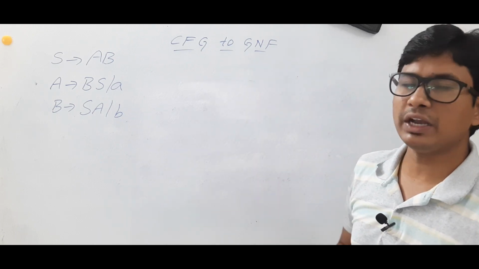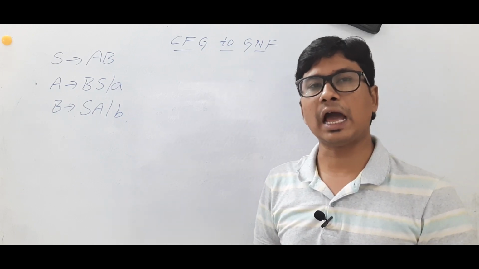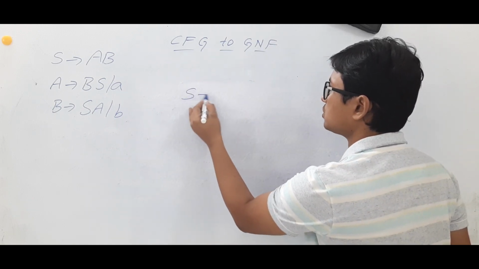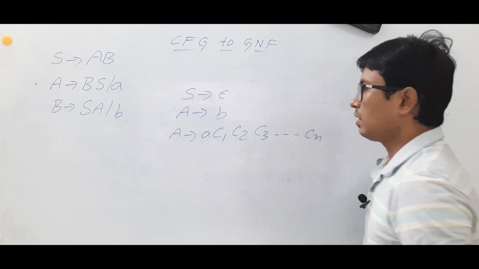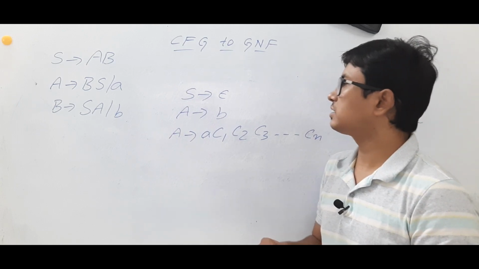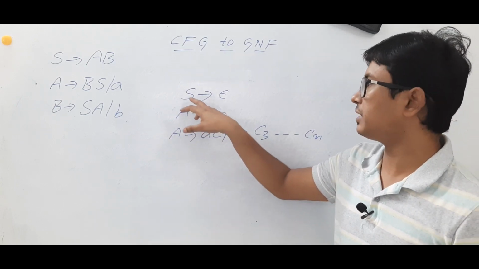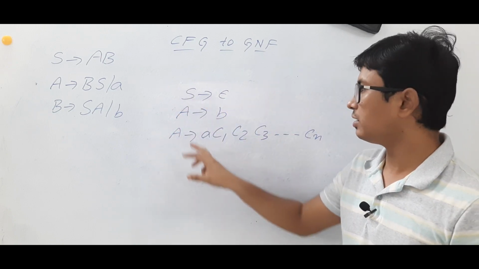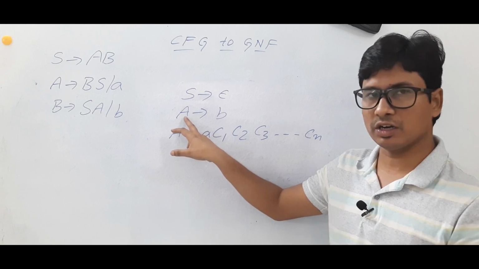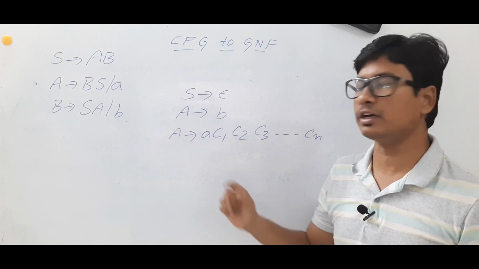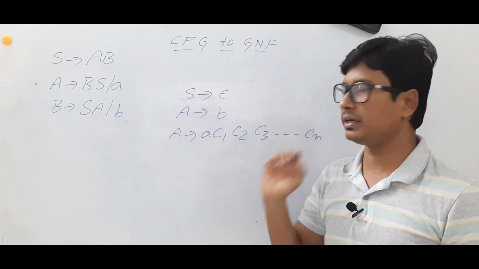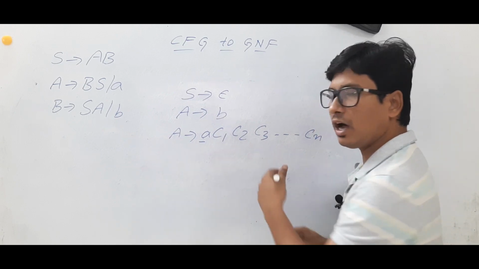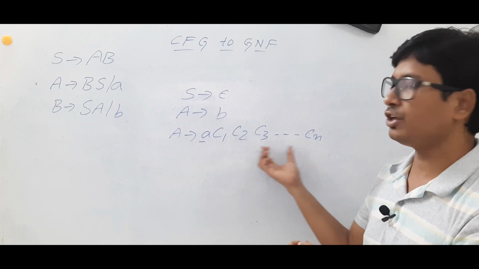Now, when can I say that a given grammar is in GNF? If all the productions satisfy these rules. Let me tell the rules. Already we have discussed, let me discuss again. If S is the start symbol, you can have epsilon. If A is a variable which is not a start symbol, then you should have a terminal. Means a variable should determine a terminal. After that, any combination of variables can come.